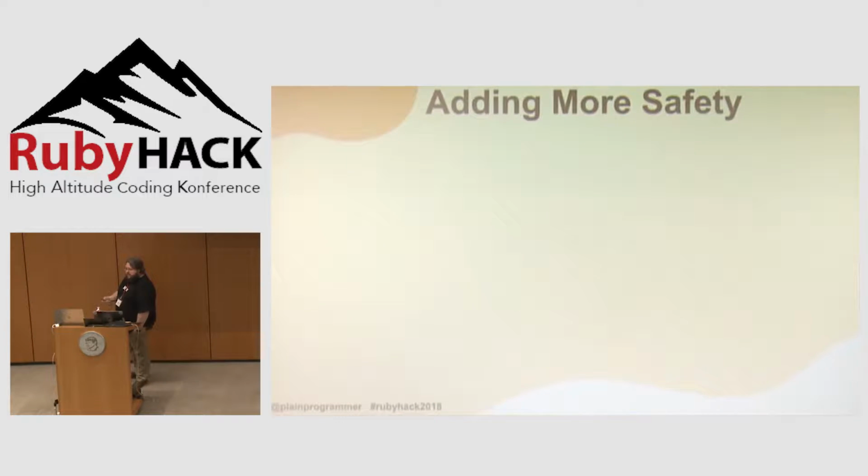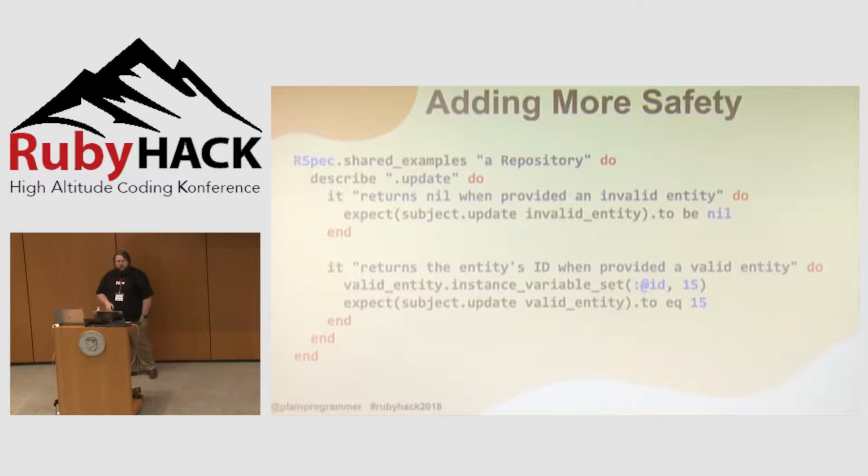Now we can continue this, adding more safety by describing our update method in the very same fashion. Now we do have this line of code here where I'm using instance variable set. That's just for convenience in this particular case. Don't ever do that. Reaching inside your classes and modifying their internal state is a bad idea. But since this is just an example and you should not run any of this code in production, I'm just going to do that because I can, because it's Ruby.